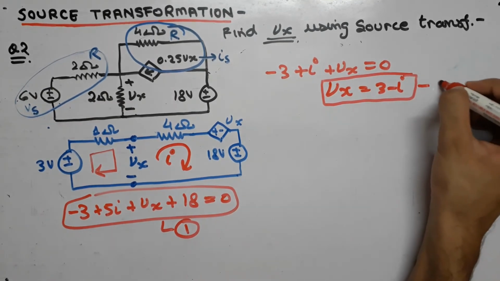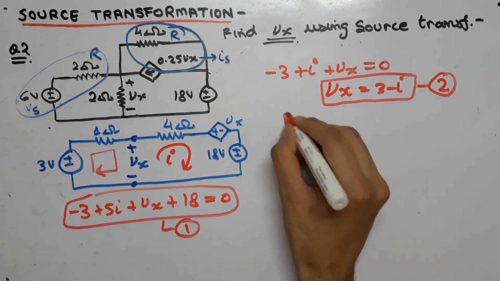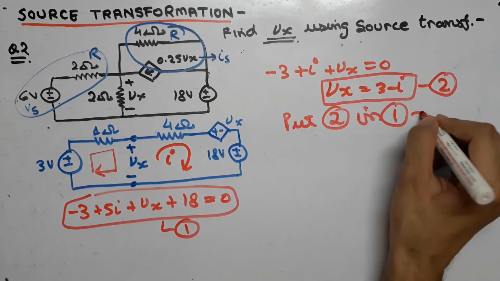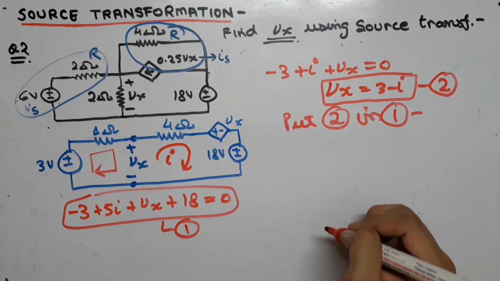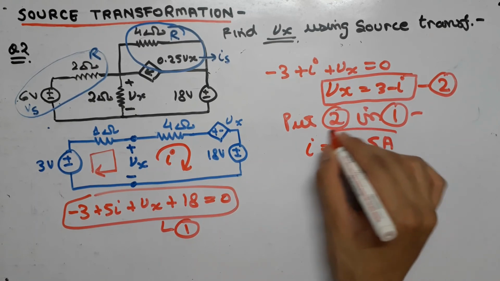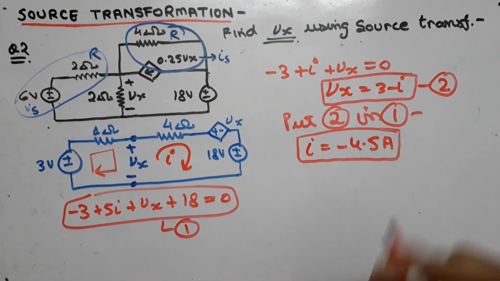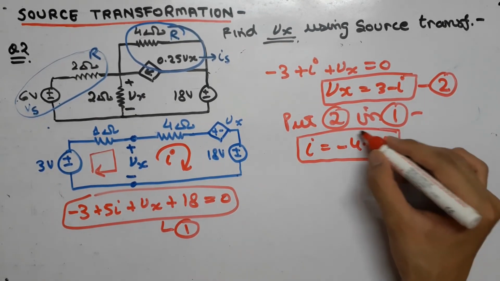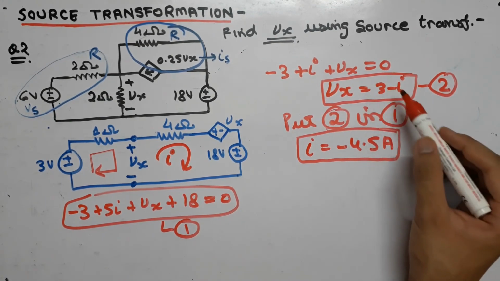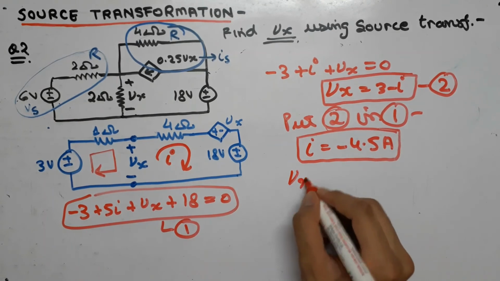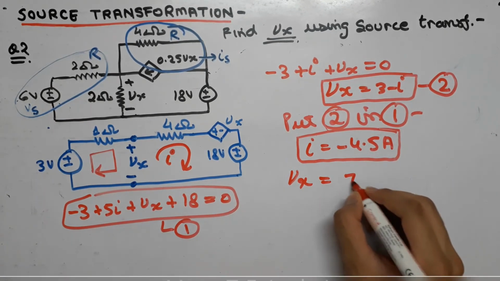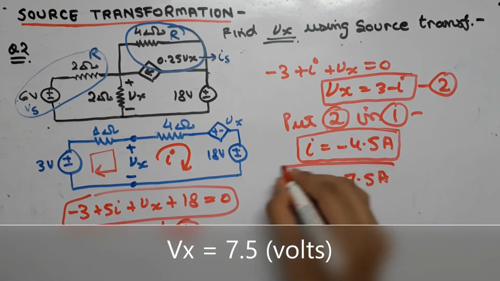Now we will name this equation 2, and we will put equation 2 in equation 1, and from there we will get the value of I as minus 4.5 ampere. And now we will substitute this value of I that we have found into equation 2. That is, we will substitute the value of I over here. That is, Vx will now come out to be equal to 7.5 ampere.